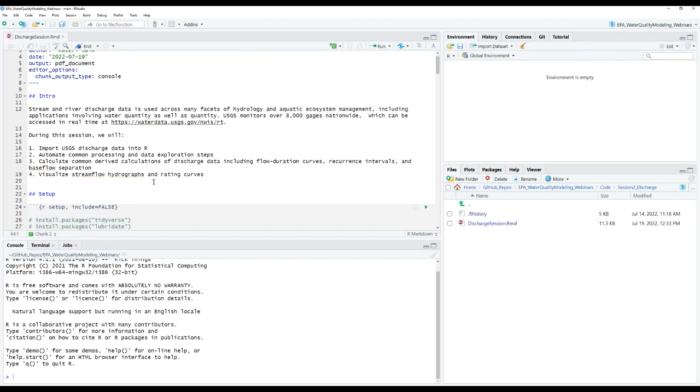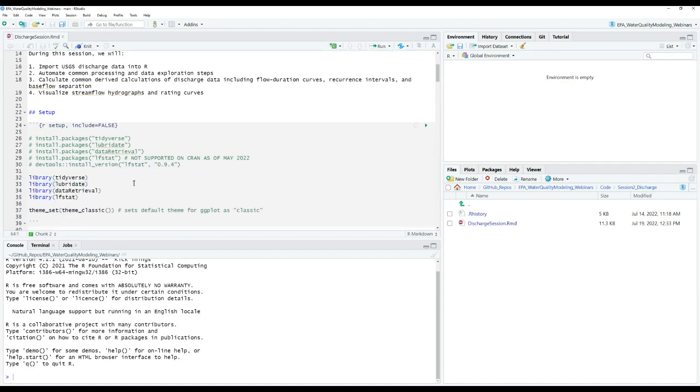During the session, here are our objectives for today. We will be importing USGS discharge data into R. We will be automating some very common processing and data exploration steps. We will also calculate some really common derived calculations for discharge data. We'll be calculating flow duration curves, recurrence intervals, as well as base flow separation. And then finally, no R session would be complete without some visualizations. So we will be visualizing both streamflow hydrographs as well as rating curves. So that's what's up for this webinar, and let's get going.